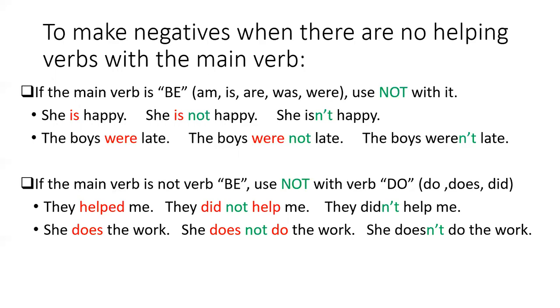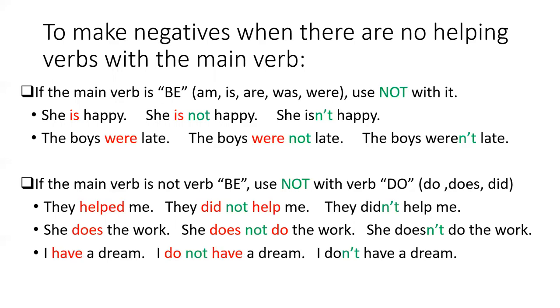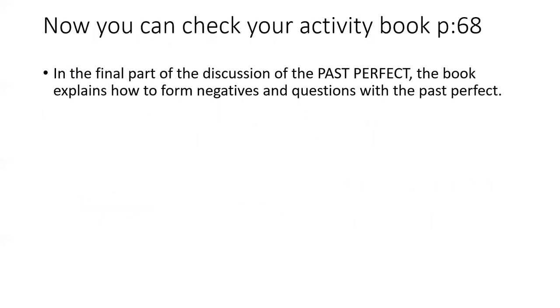She does the work. She does not do the work. She doesn't do the work. Again, notice does here. She does the work. Does is a main verb. It's not a helping verb here. I have a dream. Again, the verb have, not as a helping verb, but as a main verb. Again, I use do. I do not have a dream. I don't have a dream. And this is how we make the negatives.